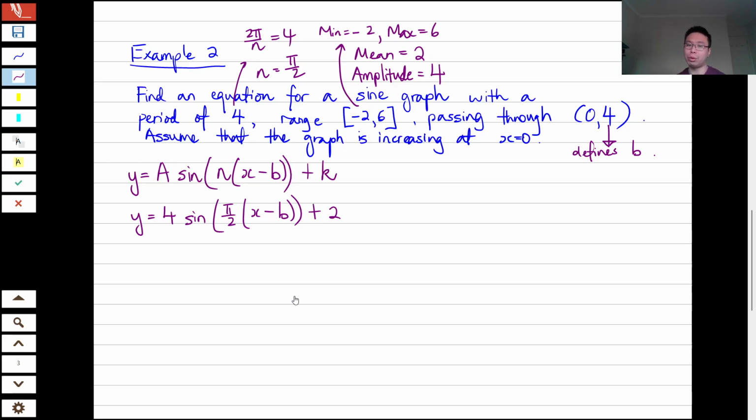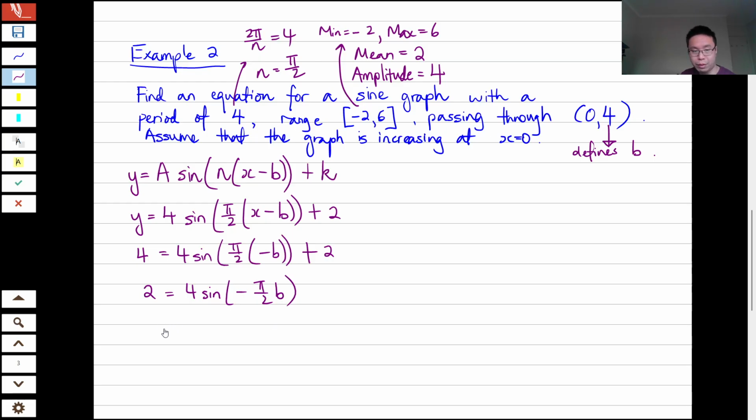And to do that, we will use this last part here, where we've got a coordinate 0, 4. So we'll substitute x equals 0 and y equals 4 into this equation, giving us the following. Subtracting 2 from both sides, we get this, and we'll simplify this. Now we divide both sides by 4.